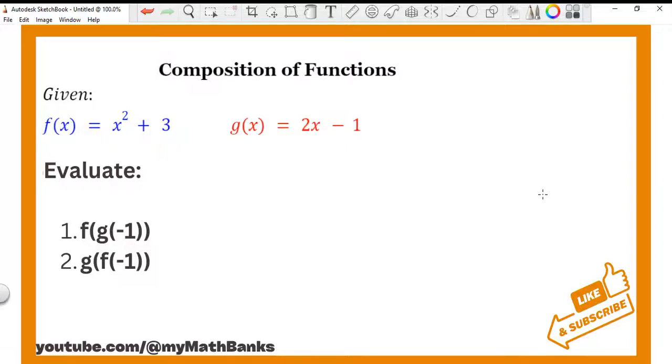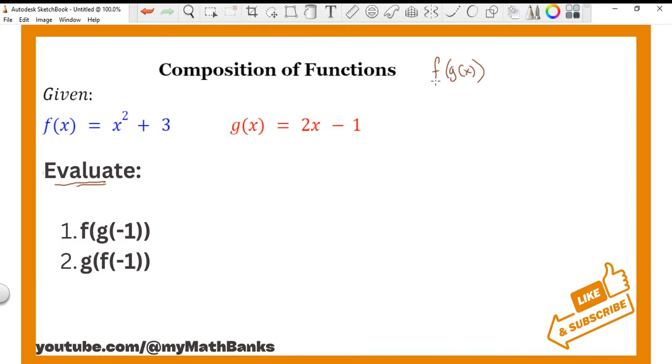All right, so still on composition of functions, but this is a little bit different because we are actually evaluating. Okay, we will evaluate. So let's recap a little bit on what composition of functions is first. Okay, so we have number one here, f of g. So let's do f of g of x.